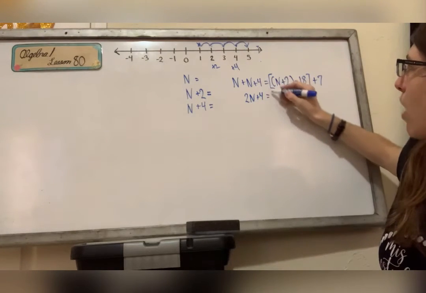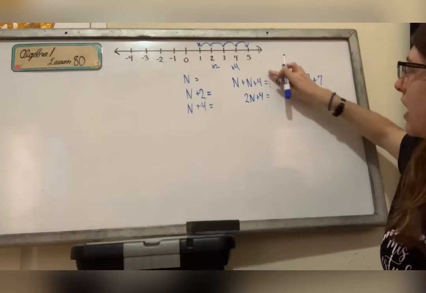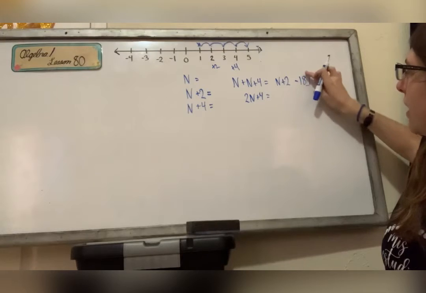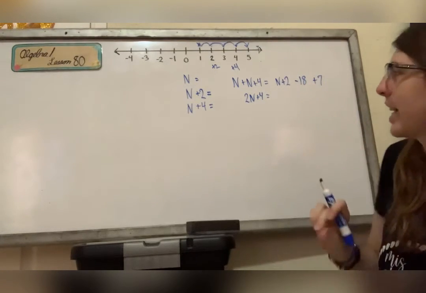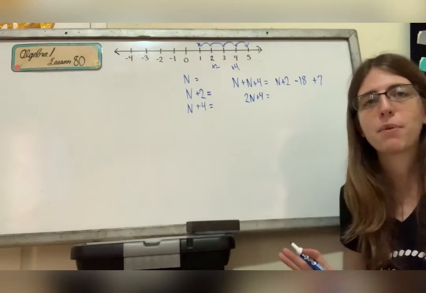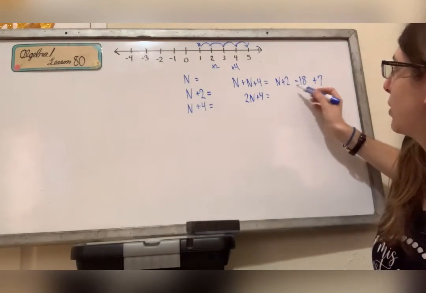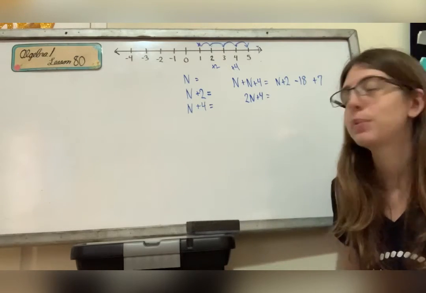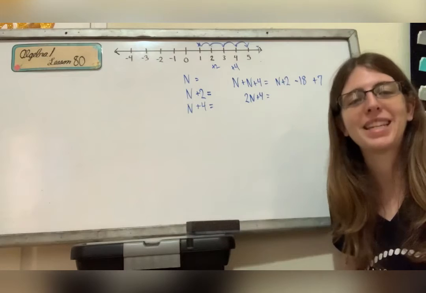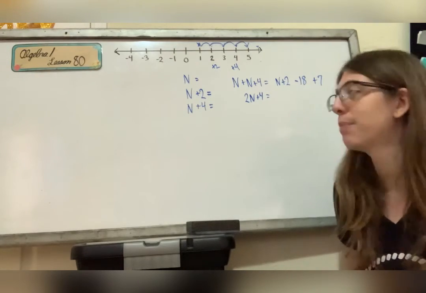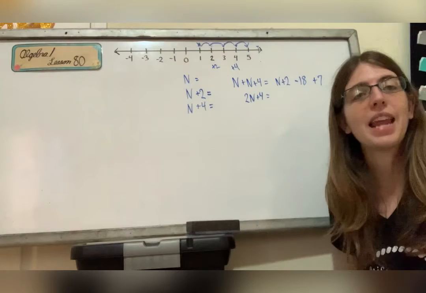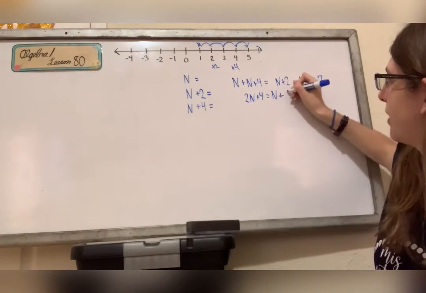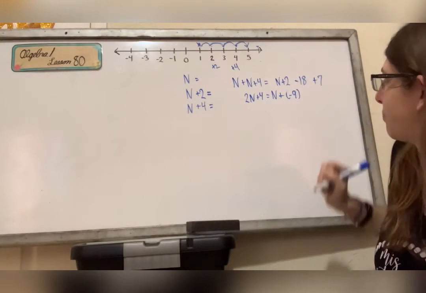On this side I can drop my parentheses because everything in front is positive. Here it is negative, but it's not in front of a parentheses, so I can just drop my parentheses all the way through. So I have n plus 2 minus 18 plus 7. I'm first going to simplify that. Positive 2 plus a negative 18 gives me negative 16, plus 7 gives me a negative 9. Very good. So I have n plus a negative 9.